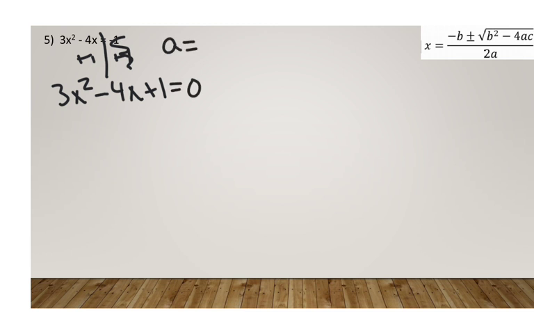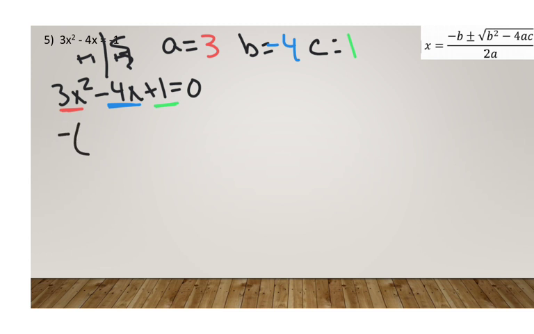Then we'll name our a, our b, and our c. So a, once again, is the number in front of x squared, which is 3. B is the number in front of x, which is negative 4. And c is our constant, which is positive 1. So we're going to fill in our formula.